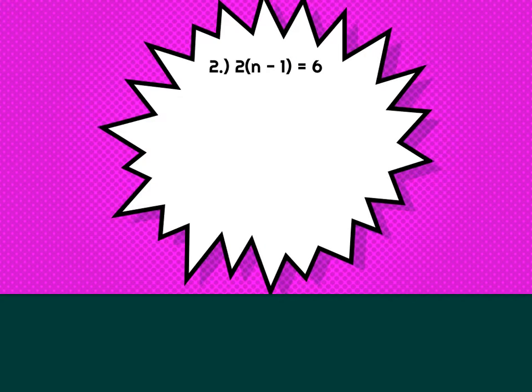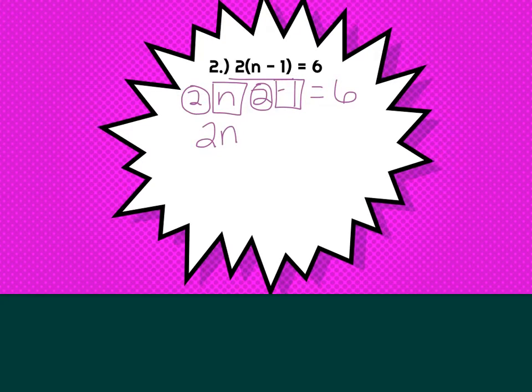Number 2. 2 times the quantity of n minus 1 equals 6. First, you should have seen that you need to distribute. We have a 2 being shared by an n and a negative 1. So you could have drawn your circle square equals 6, and you would have shared the 2 and put that into the circles. You would have brought the n down into the first square and the negative 1 down in the next square. 2 times n is 2n, a positive times a negative is a negative, and 2 times 1 is 2. Then bring down your equals 6.